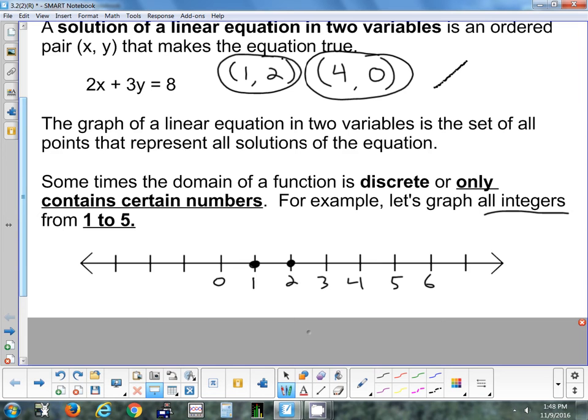Okay, what's the next integer after 2? 3. Why not 2.7? The 2.7 is not an integer. Because you said so. Right? And then the next one after 3? 4. 4 and 5. This is a picture of what a domain that's discrete looks like. Discrete means it's certain numbers. Okay? And there's a lot of gaps between the numbers.